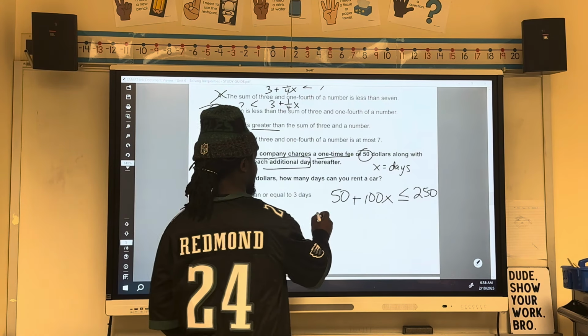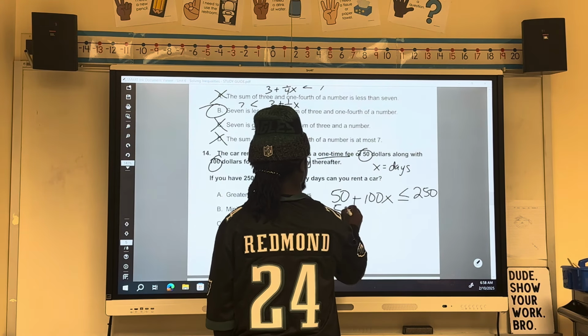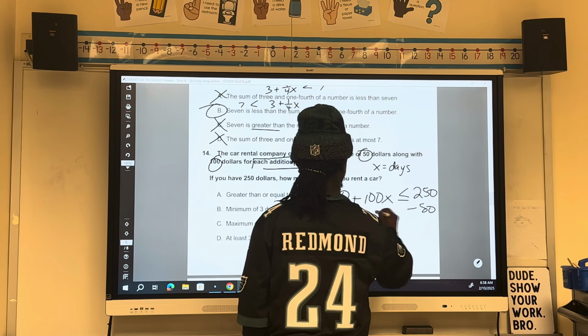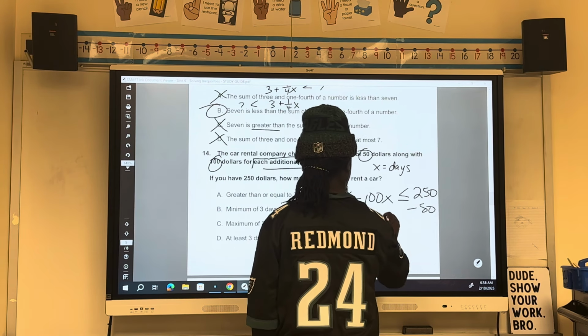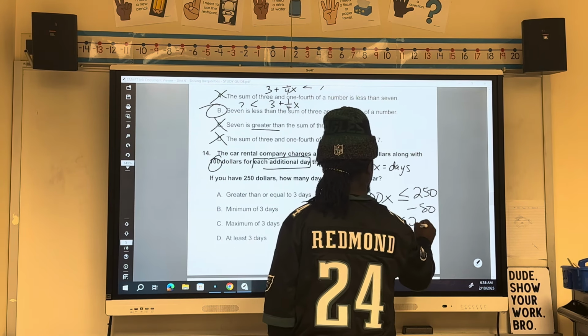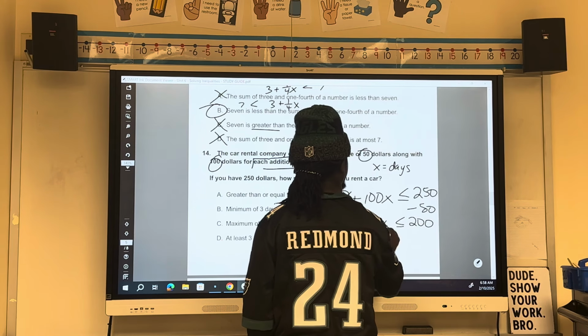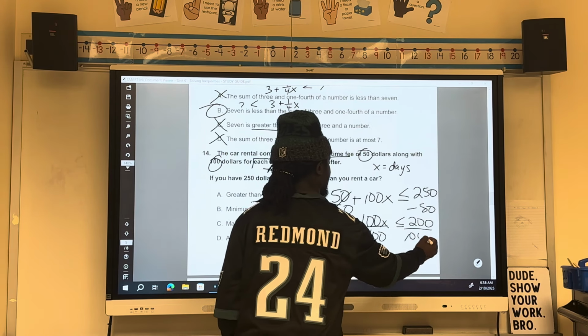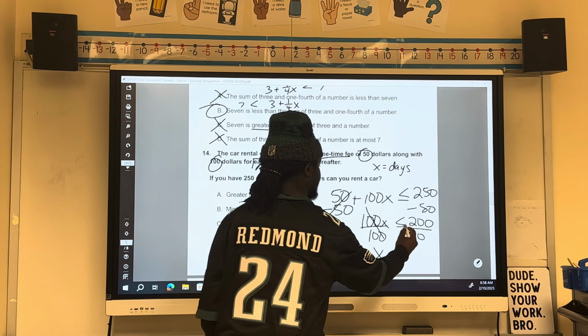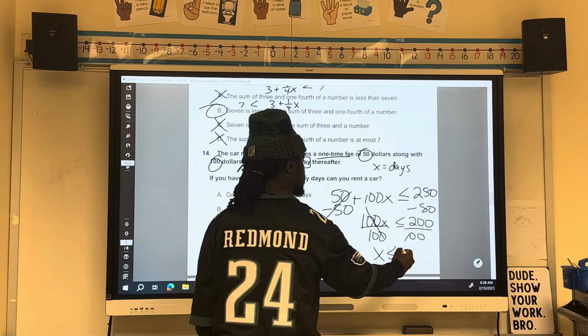Then I'm going to solve it by subtracting the 50s. That's going to cancel. Got 100x less than or equal to 200. Divide by 100, divide by 100. That's going to cancel. x is less than or equal to 2.